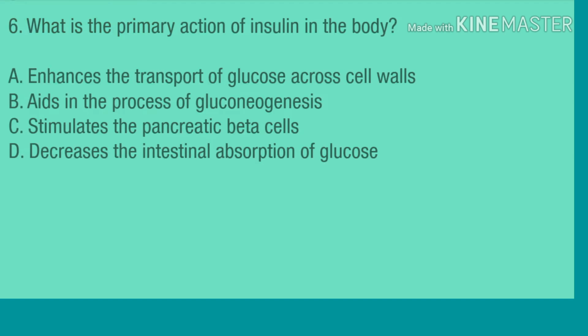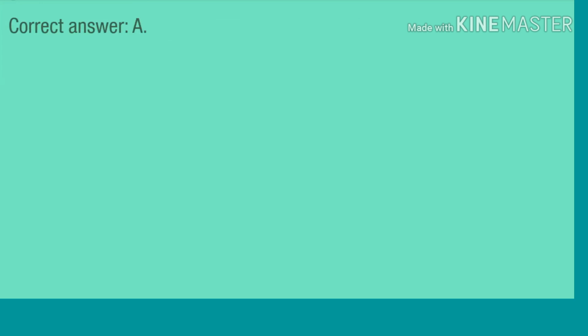Question 6. What is the primary action of insulin in the body? A. Enhances the transport of glucose across cell walls. B. Aids in the process of gluconeogenesis. C. Stimulates the pancreatic beta cells. D. Decreases the intestinal absorption of glucose. Correct answer, A.